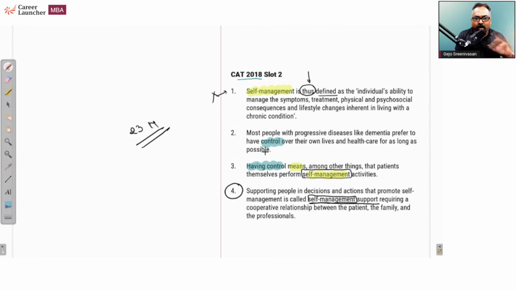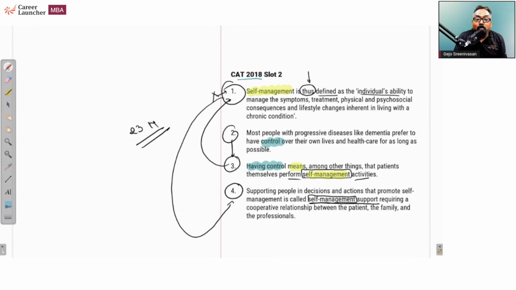Okay. Most people with progressive disease like dementia prefer to have control over their life. People have dementia, they need to have control. Now, what does control mean? Having control means, among other things, having self-management activities. They should perform self-management activity. Okay. So self-management can be defined as an individual's ability to manage symptoms. Now, once it's defined, we have to promote self-management. To promote self-management is called self-management support. Simple.